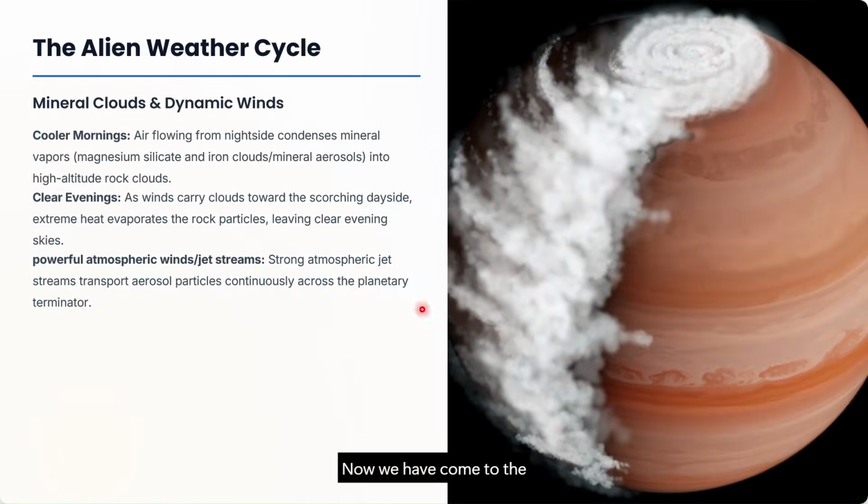Now we have come to the most fascinating part. Mineral clouds and the dynamic winds of this exoplanet create the planet's weather cycle. Cooler mornings: air flowing from the night side condenses mineral vapors, which consist of magnesium silicate and iron clouds, mineral aerosols, into high altitude rock clouds. Clear evenings: as winds carry the clouds towards the scorching day side, extreme heat evaporates the rock particles, leaving clear evening skies. And then comes the powerful atmospheric wind jet streams.